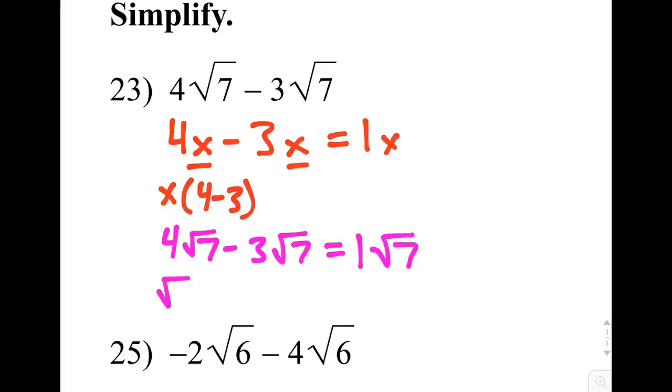Again, mathematically, if it helps you visualize it, you could take that root 7 and say, oh, that's in common. I'm going to factor it out, leaving me with 4 minus 3, which is 1. And 1 times root 7 is 1 root 7. So a few different ways of thinking about this, but think of it the same way you think about terms with x when you're adding and subtracting terms with x in it.